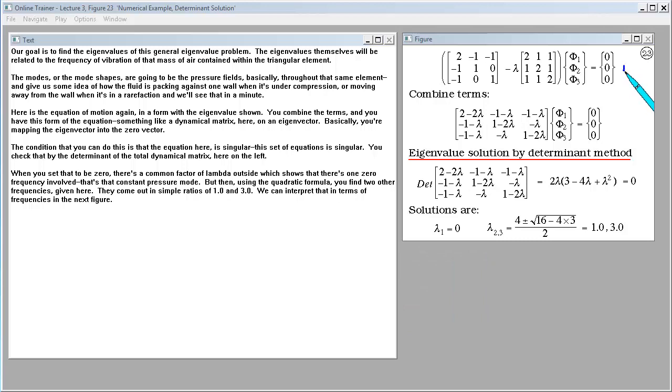Here is the equation of motion again in a form with the eigenvalue shown. You combine the terms and you have this form of the equation, something like a dynamical matrix here on an eigenvector, and basically you're mapping the eigenvector into the zero vector. The condition that you can do this is that the set of equations is singular, and you check that by the determinant of the total dynamical matrix here on the left. When you set that to be zero, there's a common factor of lambda outside, which shows that there's one zero frequency involved. That's that constant pressure mode. But then, using the quadratic formula, you find two other frequencies given here. They come out in simple ratios 1 and 3, and then we can interpret that in terms of frequencies in the next figure.